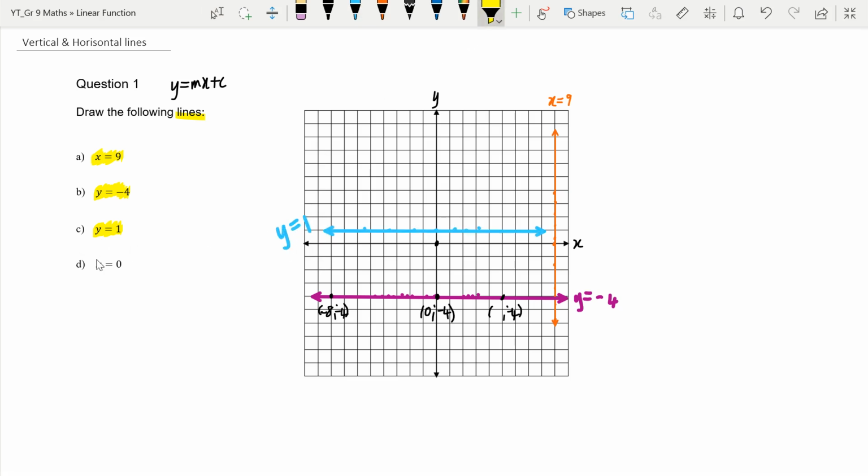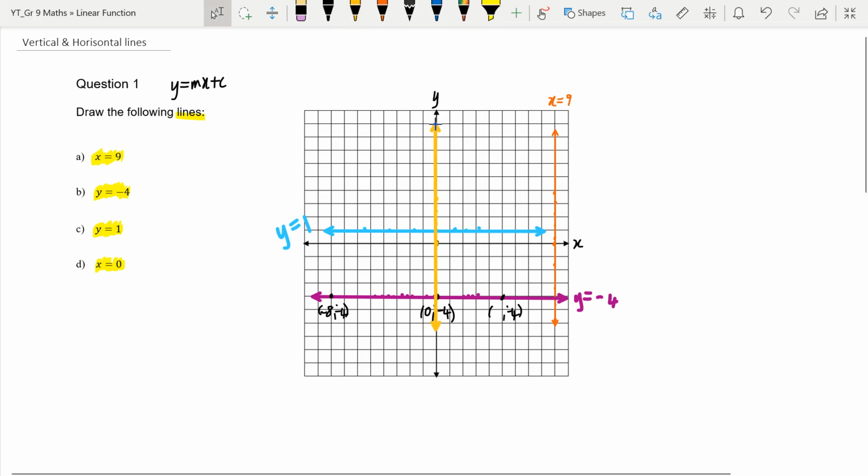And then the last one where x is equal to 0. Where is x equal to 0? Well, x is equal to 0 there, and x is also equal to 0 there, and there, and there. Everywhere there. There is our vertical line. So when the equation is x is equal to something, then it will be a vertical line.